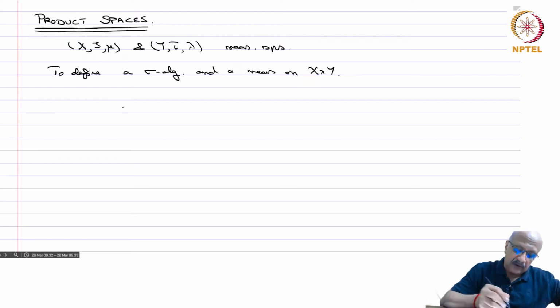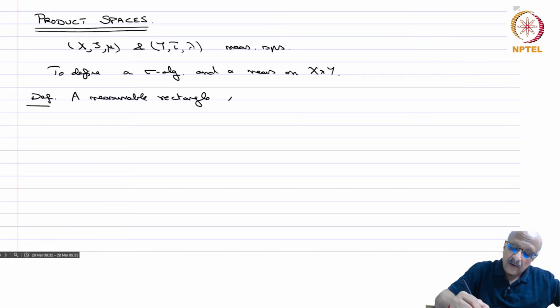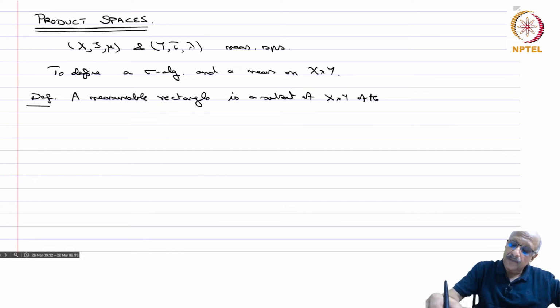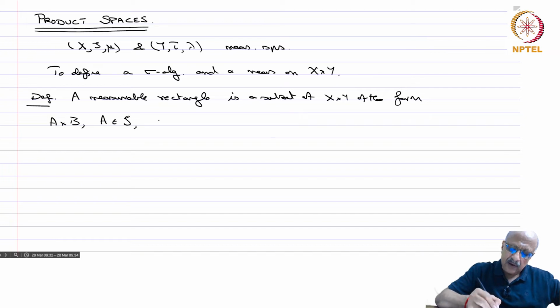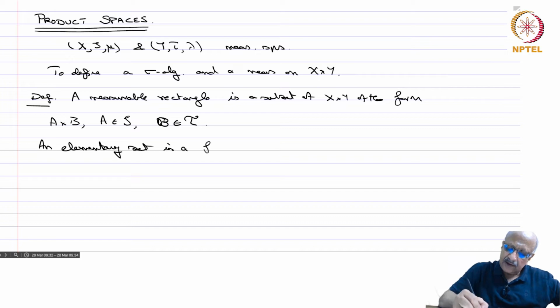Okay, so definition. A measurable rectangle is a subset of X cross Y of the form A cross B, A in S, B in T. An elementary set is a finite disjoint union of measurable rectangles.